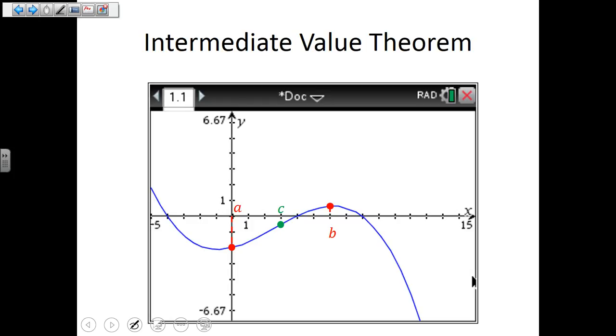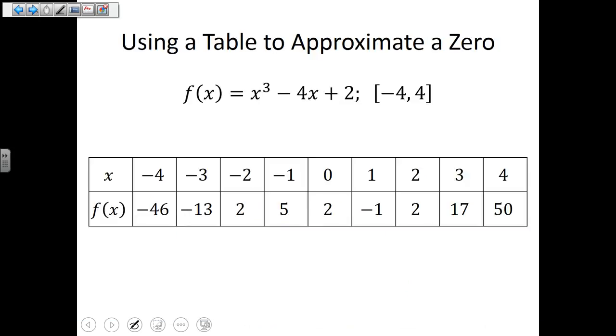Now that doesn't sound like a real big idea, but it's actually a really big idea when we're trying to find zeros of a function, which is actually what we need to talk about next. Using a table to approximate a zero. So this table I made with the function f of x equals x cubed minus 4x plus 2, and I started my table at -4, I ended it at +4, and I'm only using integers. I'm just trying to approximate where a zero is.